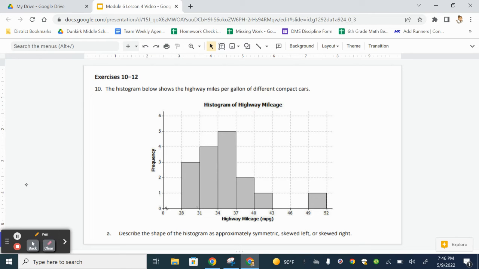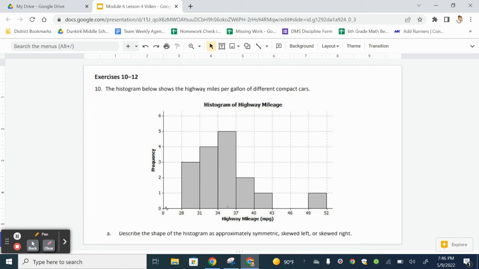So this interval is cars that got 28 miles to the gallon to less than 31. This interval is 31 miles to the gallon to less than 34, 34 to less than 37, 37 to less than 40, 40 to less than 43, and so on. And this is how often that happens. So if I had the question, how many cars got 34 to less than 37 miles to the gallon? I can look, and it looks like there were 5 cars that fell in there.